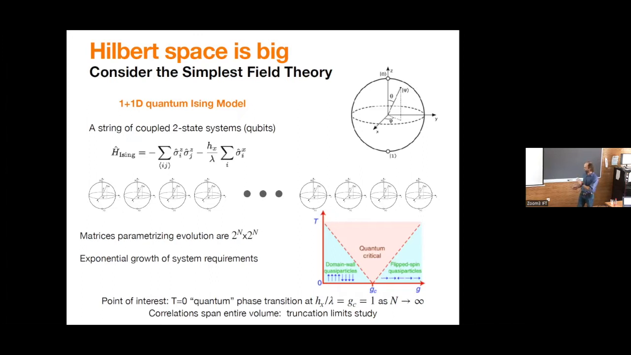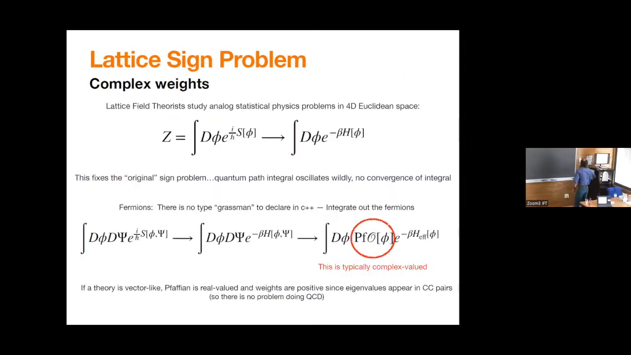We know a lot about this theoretically already. We don't actually need to simulate the Ising model, but there are other interesting field theories that we can do potentially. And additionally, there is the lattice sign problem that obstructs our ability to take certain field theories and put them on the lattice and study them using standard Monte Carlo.